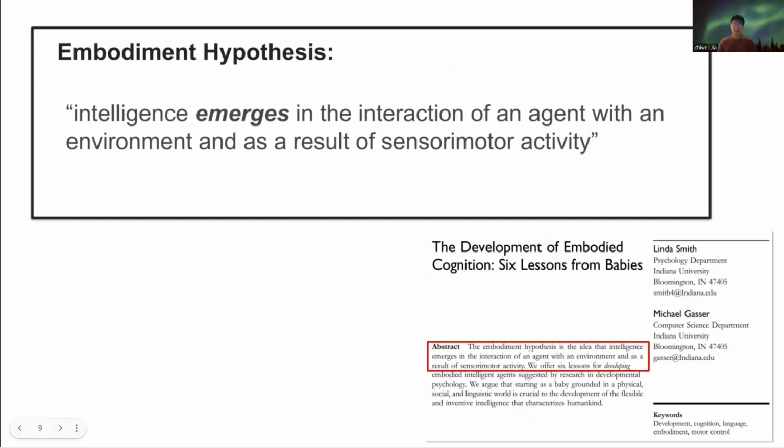In fact, this embodiment can be very important in the process of developing human intelligence. As suggested by the well-known embodiment hypothesis in developmental psychology, the intelligence emerges in the intersection of an agent with an environment, and as a result of such sensory motor activities.